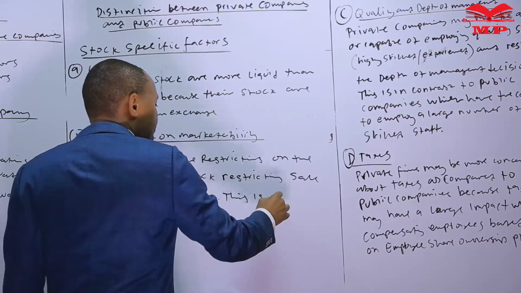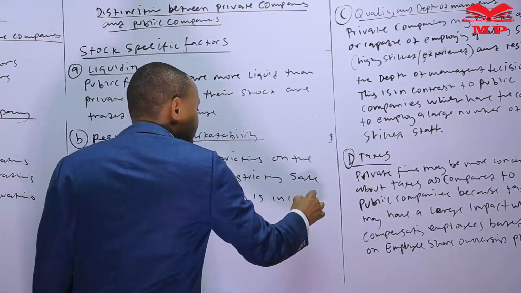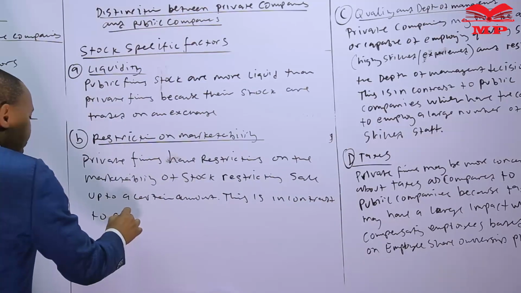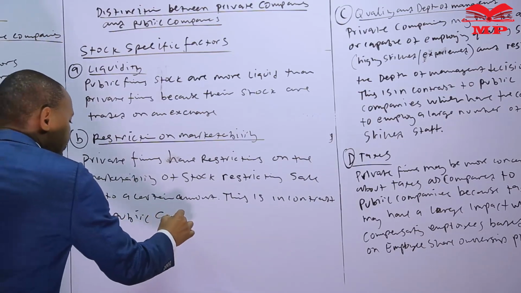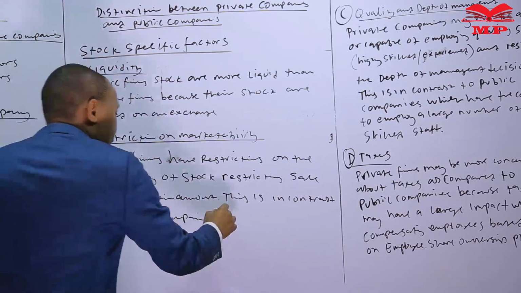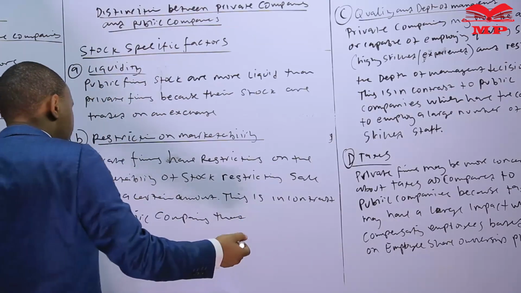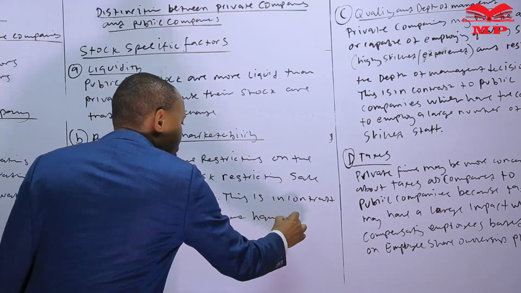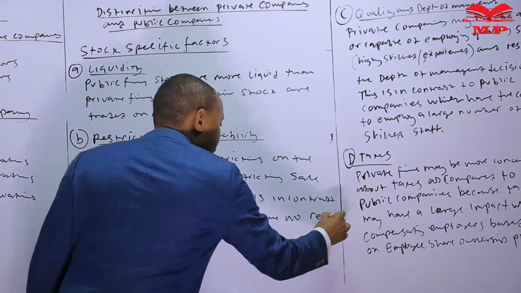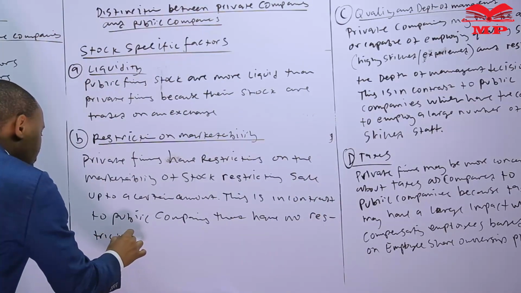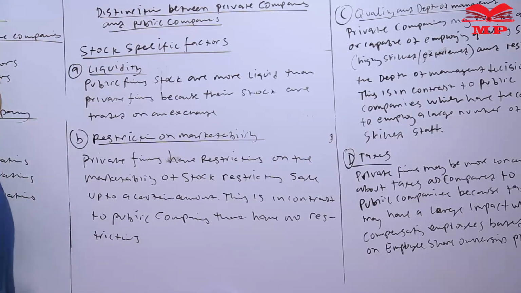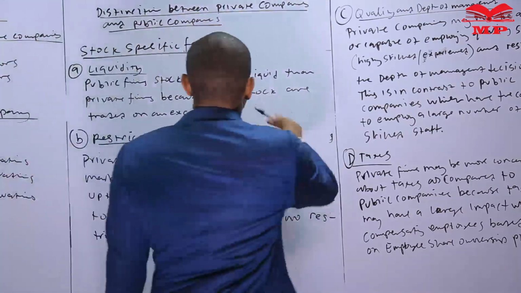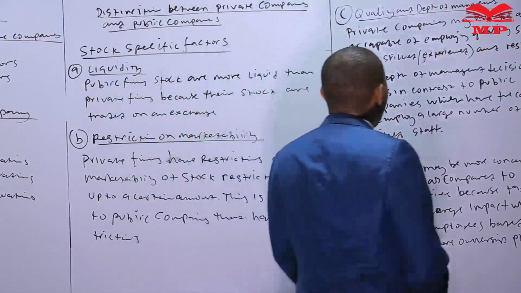This is in contrast to public companies that have no restrictions. That is the second distinction, restriction on marketability. The third distinction under stock-specific factors is concentration of control.